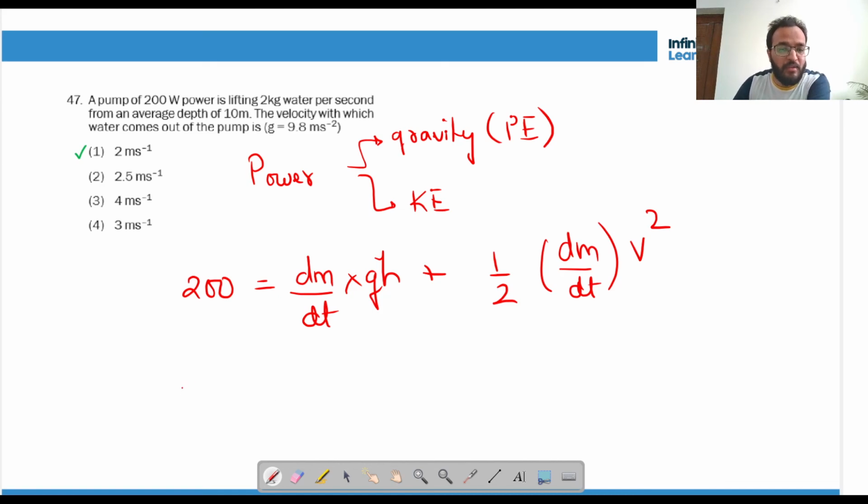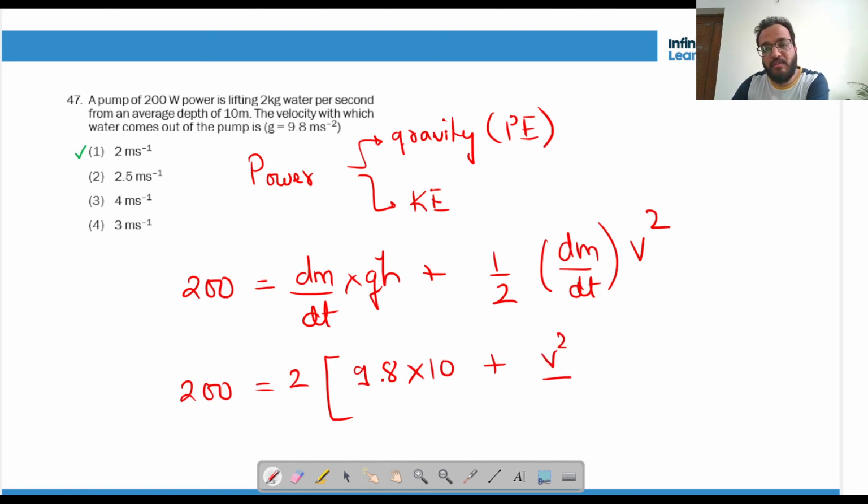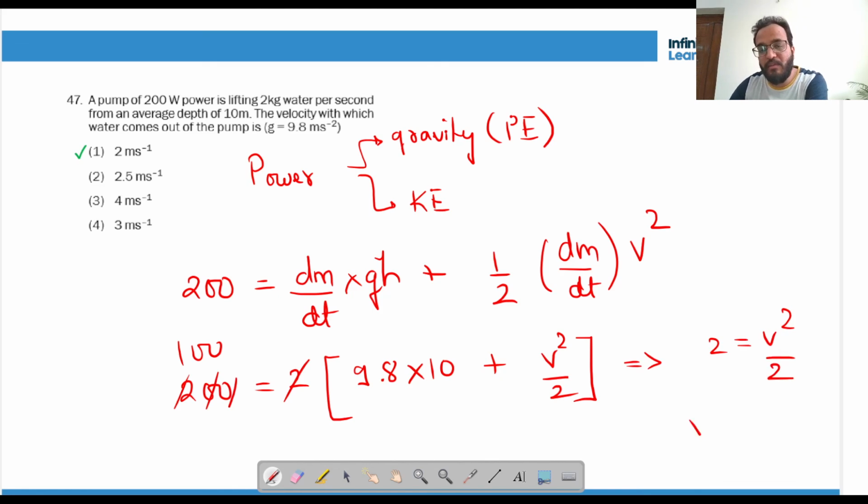Okay, so 200 is equal to dm by dt, which is how much? 2. Into 9.8 into height, which is how much? 10, plus v square by 2. 100 minus 98 is 2, which is equal to v square by 2. So v is equal to 2 meter per second.